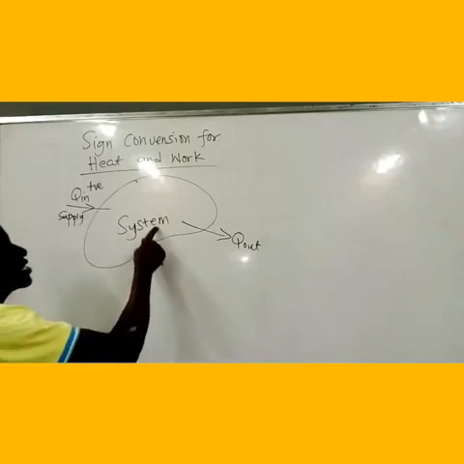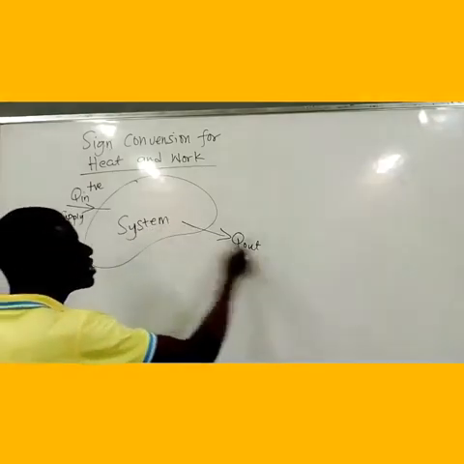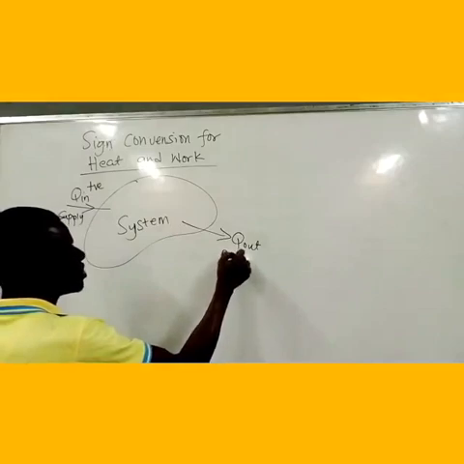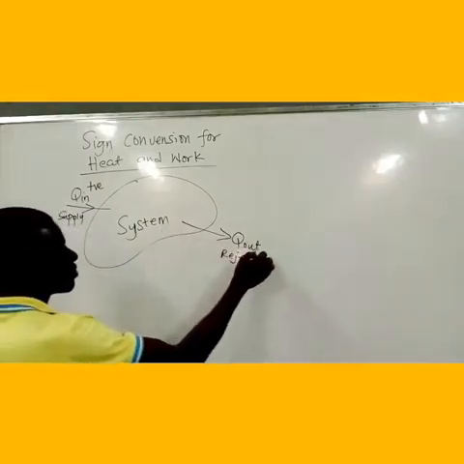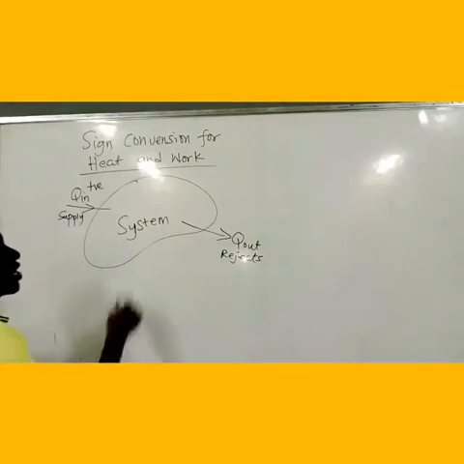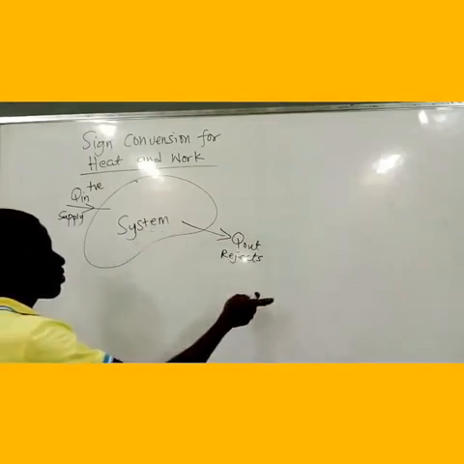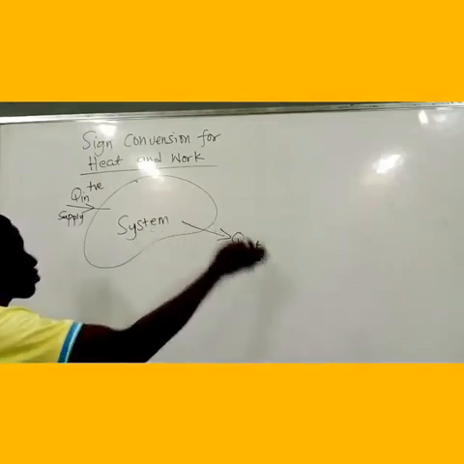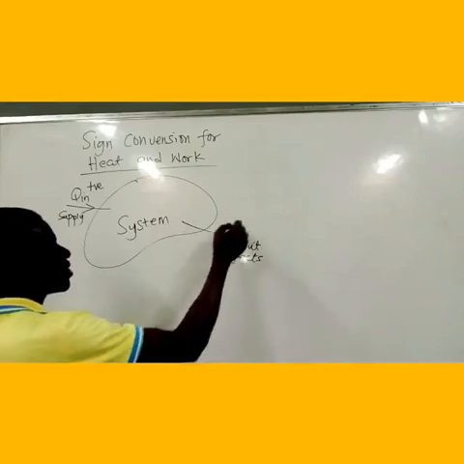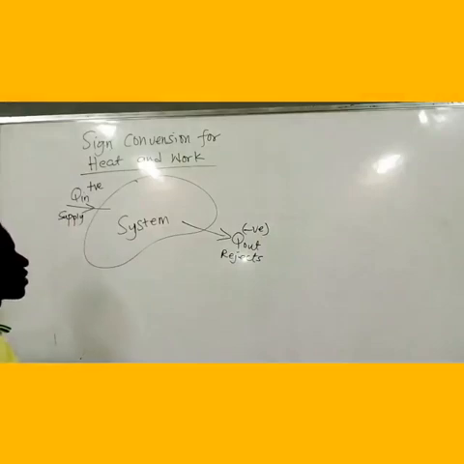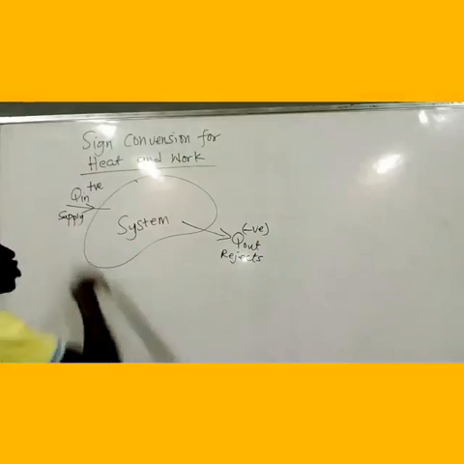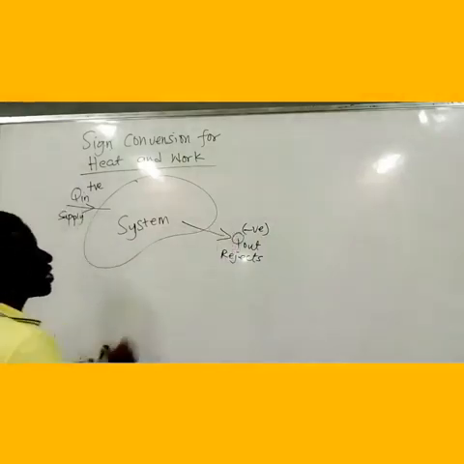And if the system loses heat, we say it rejects to the surrounding. So we say heat is lost to the surrounding, and heat lost to the surrounding, we say it is negative. So heat supplied is positive, heat rejected is negative.